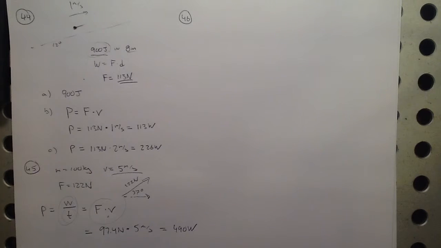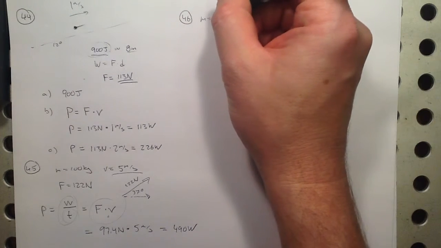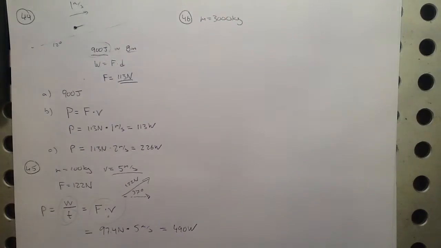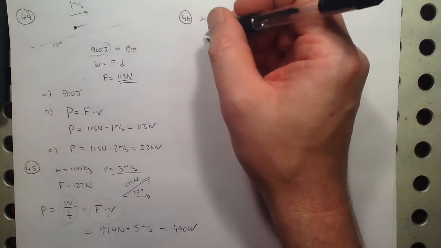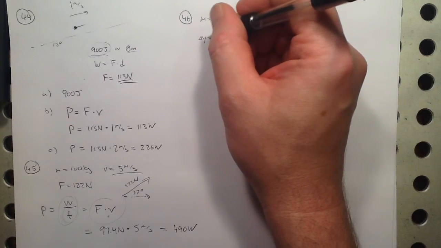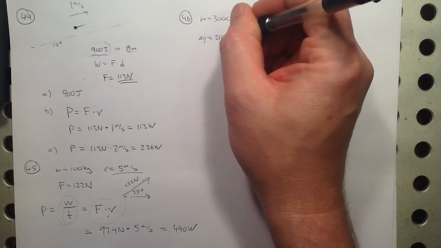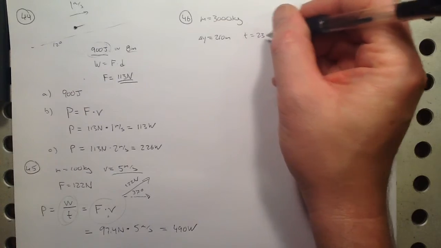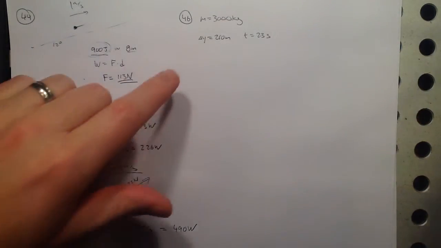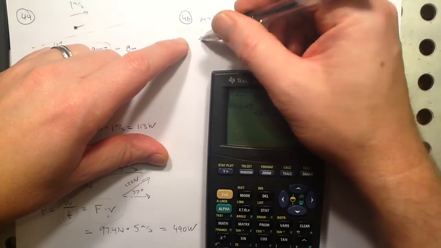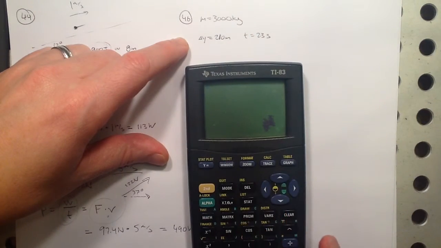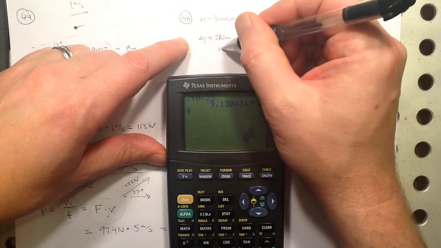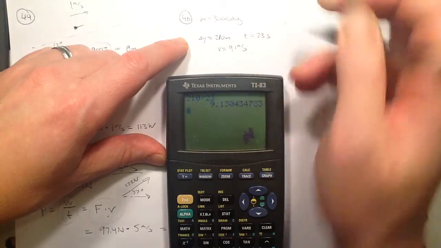Last one, number 46. We've got the loaded cab of an elevator that has a mass of 3,000 kilograms, and it moves 210 meters, I'll call that delta Y, up the shaft in 23 seconds at a constant speed. Since it's constant, it's just distance divided by time. So that would be 210 meters over 23 seconds, so about 9.1 meters per second.